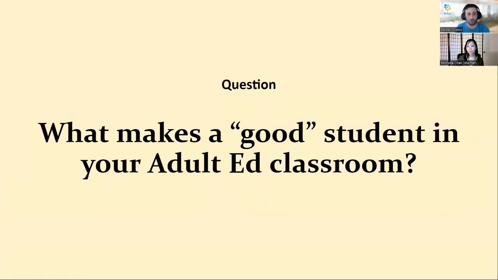So before we go any further, we'd like to take a few minutes here for you to stop the recording and to think about what it means to be a good student. Thinking in terms of your own classroom, how do you identify the kind of behaviors and traits that help you decide who are the quote unquote good students in your classes? Who's best positioned to succeed and to make the most gains and progress in their English learning journey?